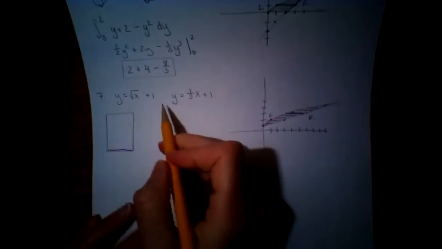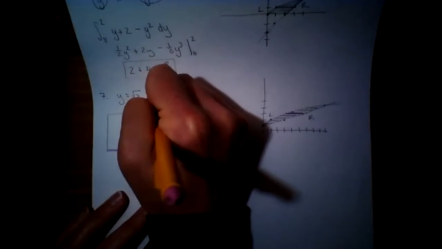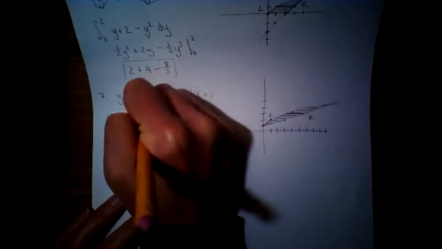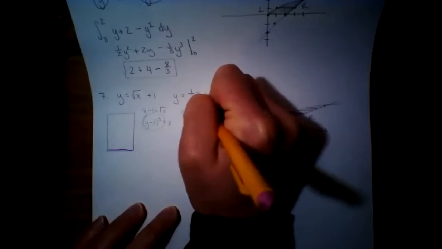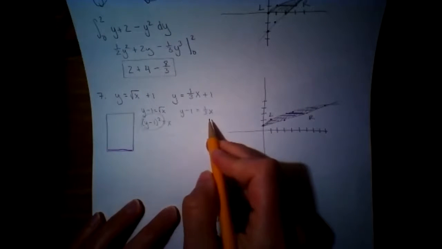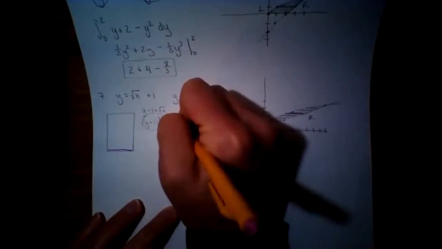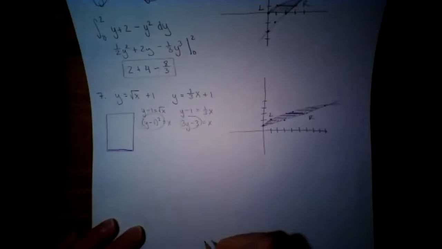And so again, we're going to have to rearrange these equations. So for this one, we're going to subtract 1. And then to get rid of the square root, we're going to square that. And then this one, again, we're going to subtract 1. And to cancel out the 1/3, we're going to multiply through by a 3. So we're going to distribute a 3 to everything. So there's your two equations.